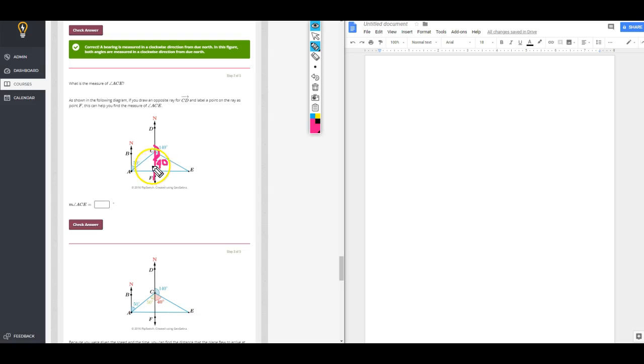I would also know that this intersects at a 90-degree angle. We would also know that this line and this line are parallel. This is crossing two parallel lines, so this angle and this angle are alternate interior angles, so this is 50 degrees. So we have 50 degrees plus 40 degrees, so that is 90 degrees.